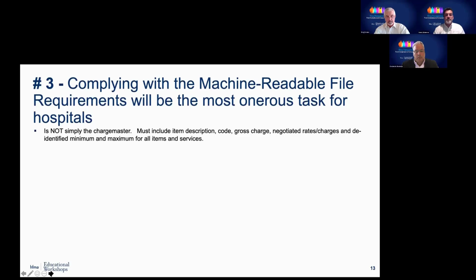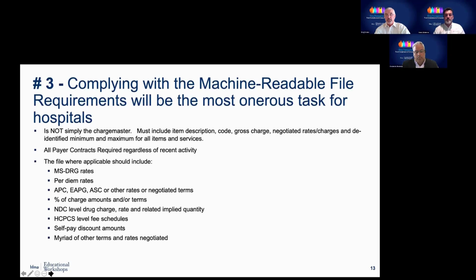An important point. CMS also recently confirmed in our discussions with them, and it's been publicly released, that all payer contracts, regardless of recent activity, must be included. So what this really means is that while 80 to 90% of your revenue may be driven by the old 80-20 rule, by 20% of your contracts, the other 80% of your contracts must still be included in the machine readable file. A warning too, hospitals beginning at this late stage, however, would be wise to focus first on those contracts representing the bulk of their revenue, as I mentioned previously.